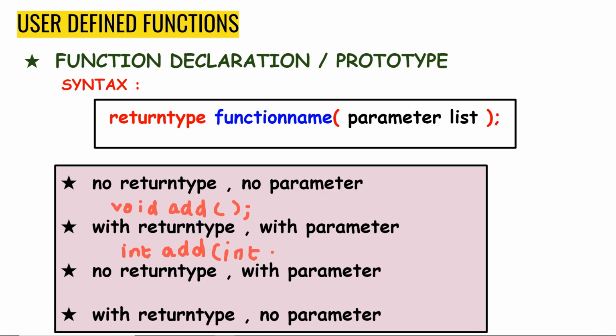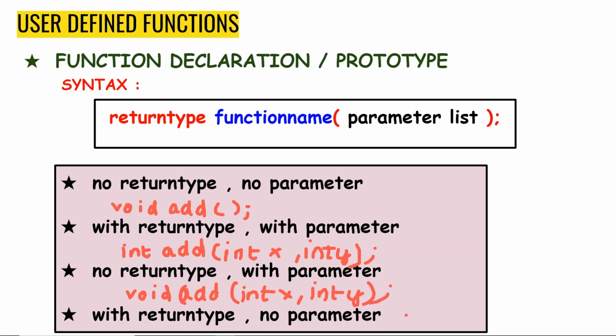The third way of declaring is no return type with parameter. Say for example, void add of int x comma int y. The fourth way of declaring is with return type, no parameter. Say for example, return type is int, function name add of, so we do not have any parameter. So these are the four ways of declaring the function.